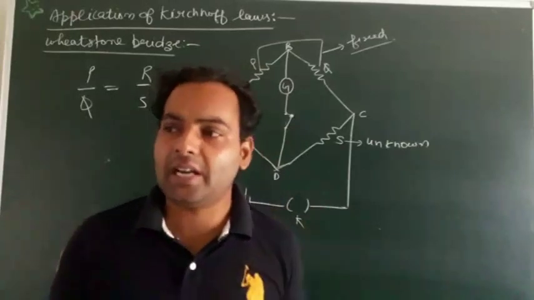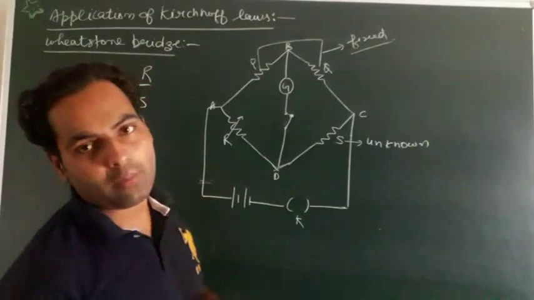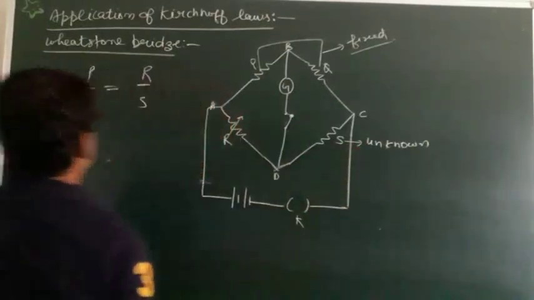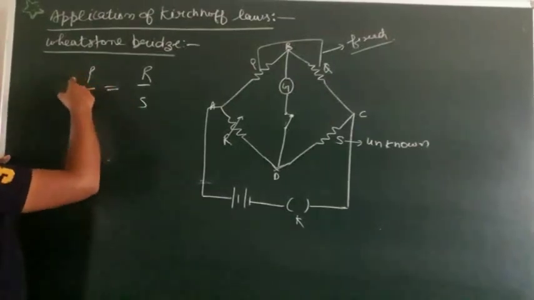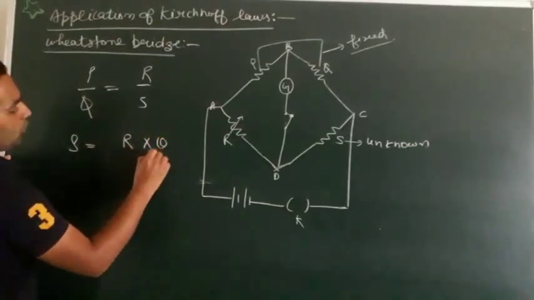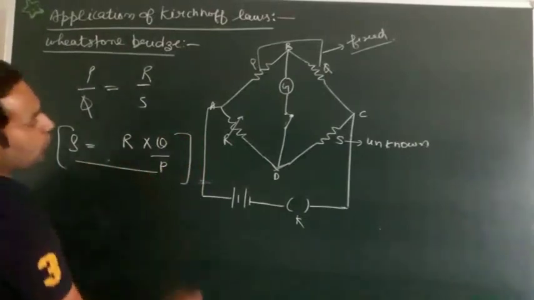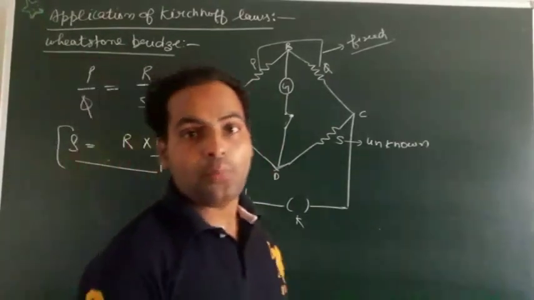When the bridge reaches the balance point, the ratio of P by Q is equal to R by S. Now we have to find the value of S, the unknown resistance. So S is equal to R times Q, upside, and downside comes out to be P. In that way we will find the value of the unknown resistance by using the Wheatstone bridge.